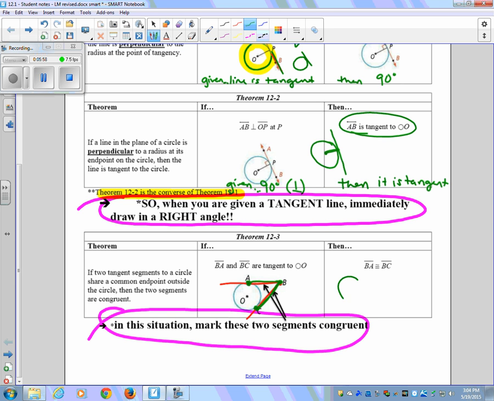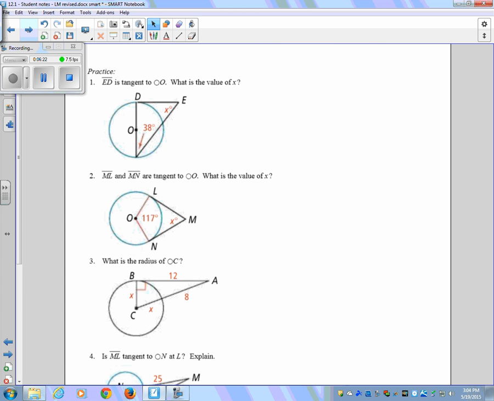So you're going to have the circle, you're going to have a point outside the circle, and a tangent line drawn to two different points of tangency on the circle. I didn't draw that perfectly, but it's supposed to just go right there. Whenever you see this situation, mark these congruent. Those are automatically congruent. All right, so what does this look like in problems that you might have to solve?